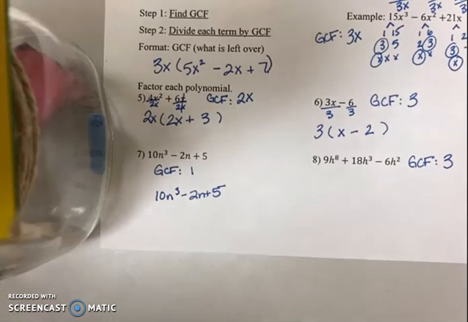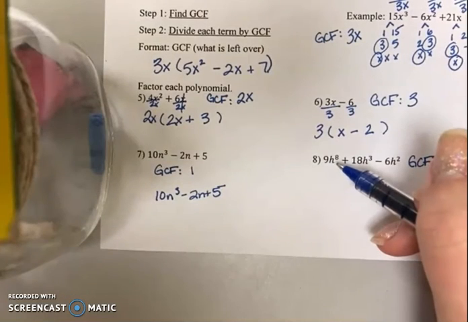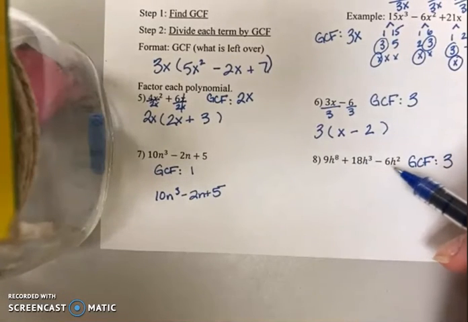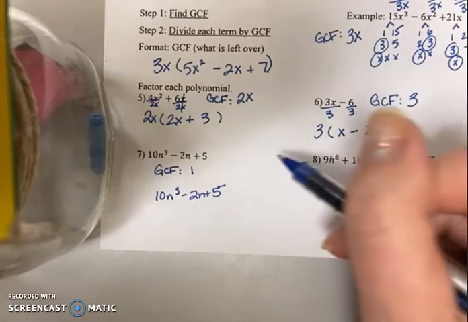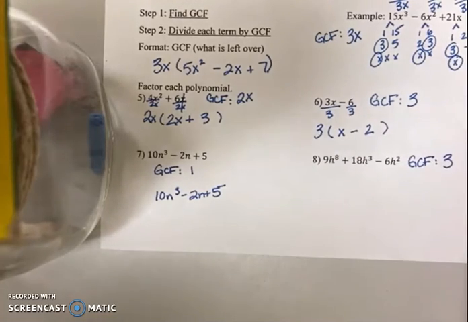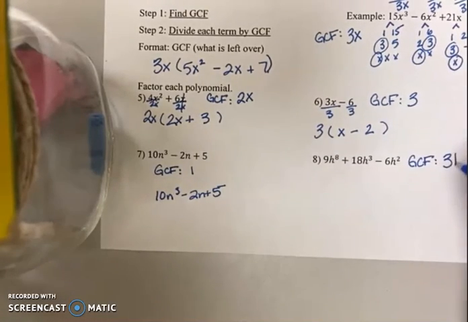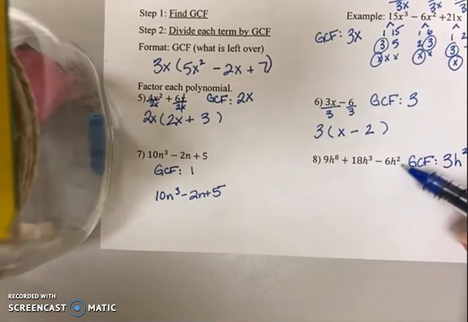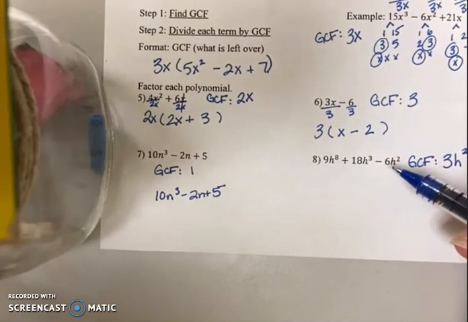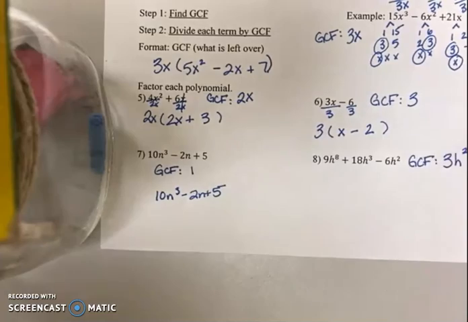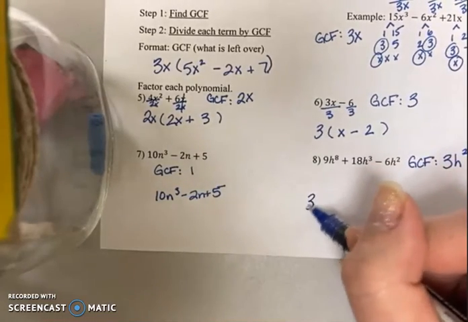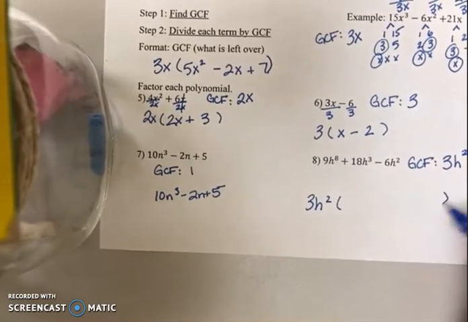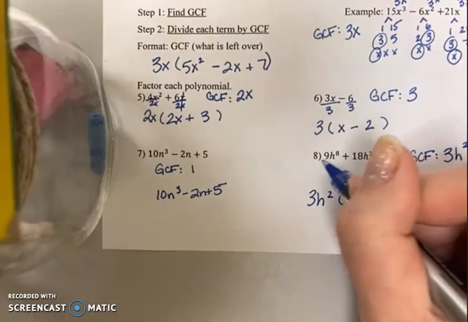And now I need to see if I can pull out any variables. So I have 8 h's here, 3 h's here, but only 2 h's here. So I can make 2 pairs or 2 sets. So I'm going to put h squared. Or remember, it's essentially the lowest power if each term has the variable. If I pull out a 3h squared, in parentheses, I need to write what remains.